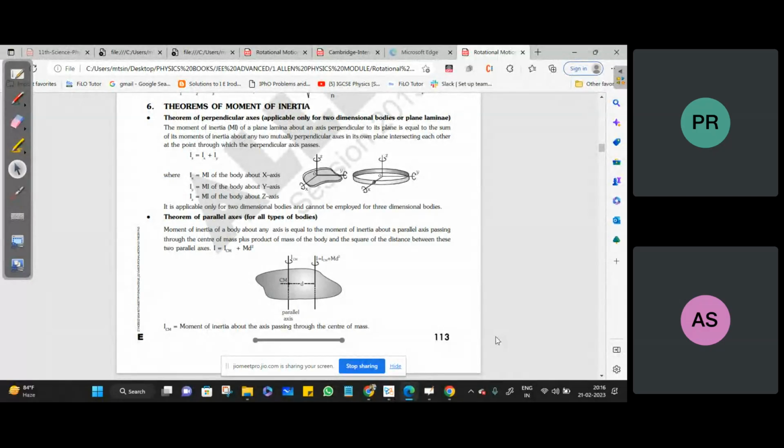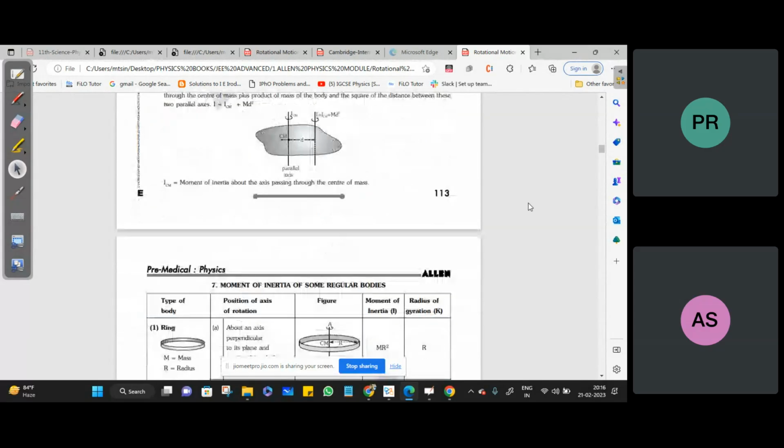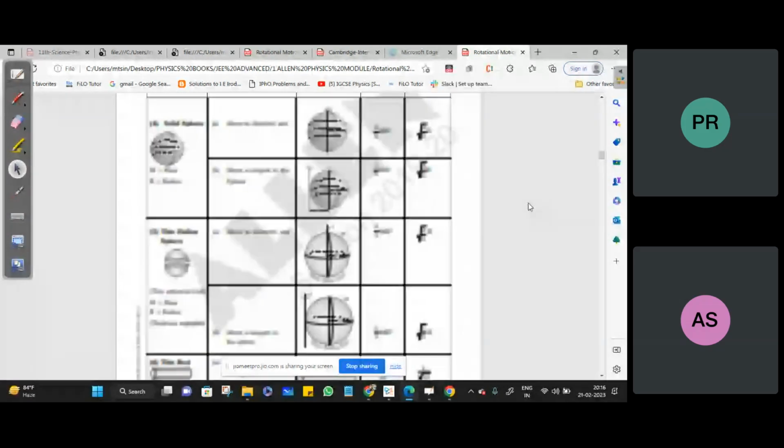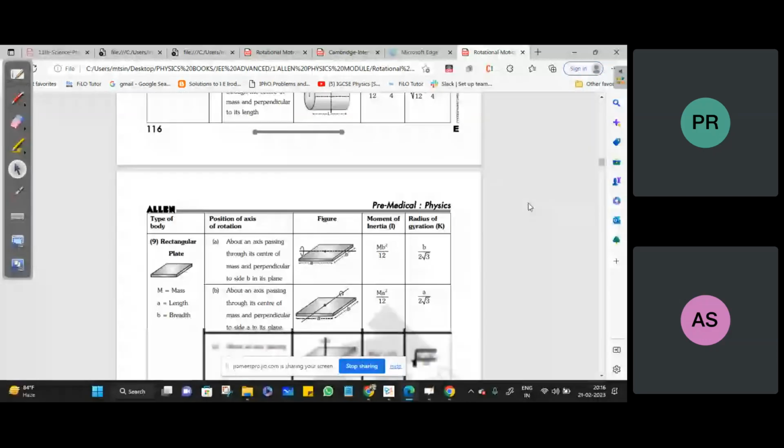Okay. So we completed the parallel axis theorem and perpendicular axis theorem. Also, we completed the radius of gyration, right? Yes, sir, we completed it. Yeah.